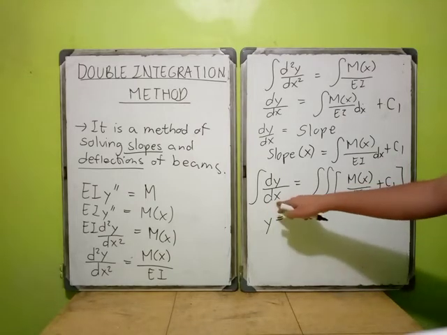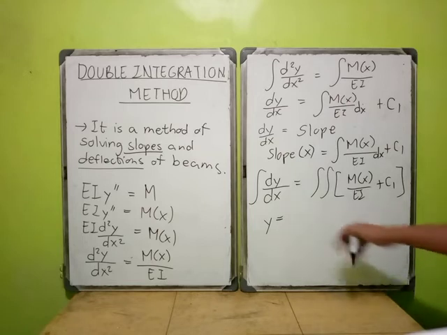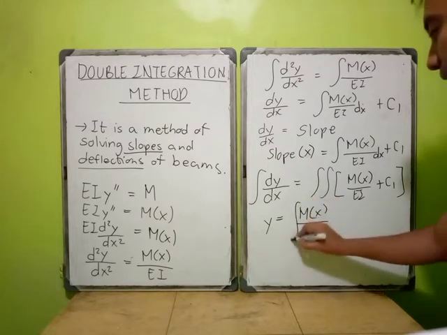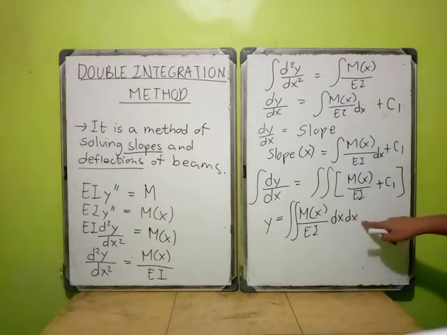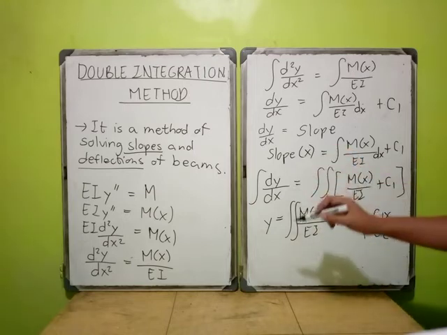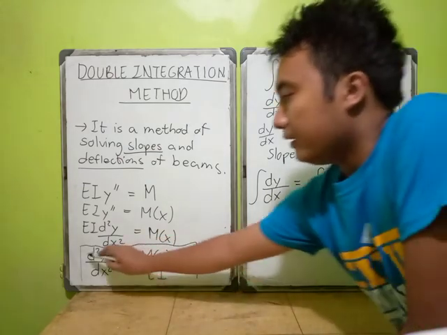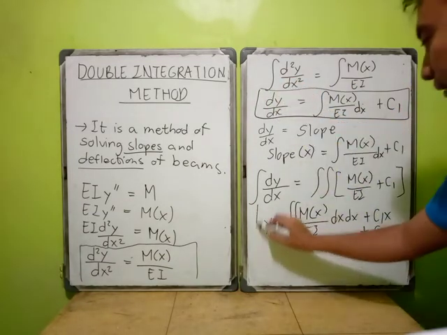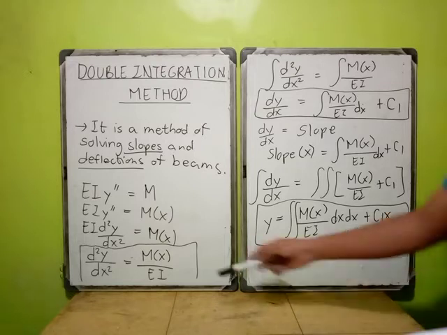So for y, you multiply both sides by dx, so the dx moves over here. To make the long story short, y becomes the double integral of M of x over EI, dx dx, plus C1 x plus C2. So you may remember these formulas. This is a formula, and this is also a formula you should remember. In any beam you use, these three formulas are applicable.